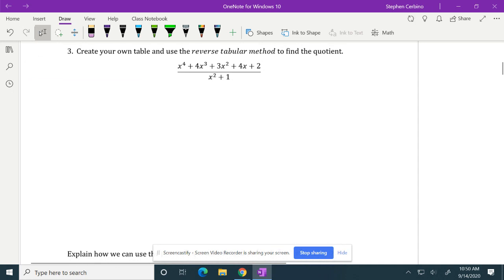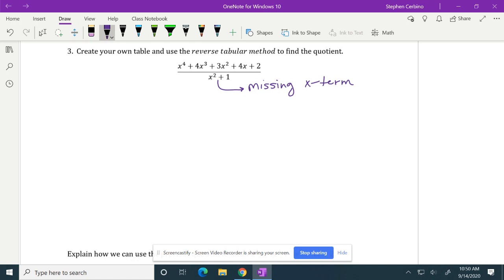Example 3 says to create your own table and try the reverse tabular method to find this quotient. There are a lot more terms here, so we've got to be careful, right? So let's start by making our boxes. The last one, the box was made for us, so we have to try and figure out how I am going to make this box happen, right? So one of the things that we should notice here is there's a missing term, the x term. Now in math, if something's not there, that means there's 0 of them.